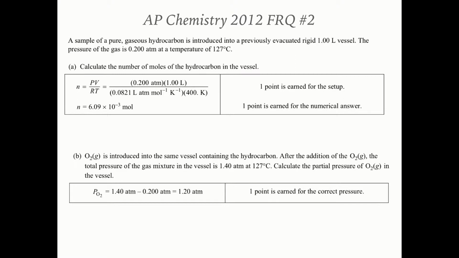B, it says O2 is introduced into the same vessel containing the hydrocarbon. After the addition of O2, the total pressure of the gas mixture is 1.40. Calculate the partial pressure of O2. Well, it started at 0.2 atmospheres. It became 1.4, so that tells me that I added 1.20 atmospheres of oxygen. Again, an easy point for you to get.